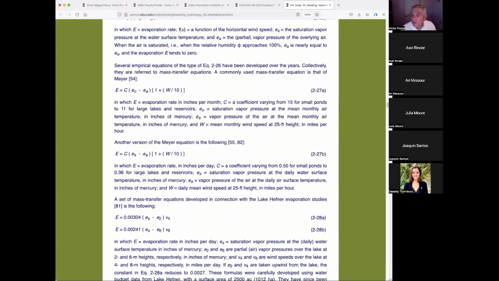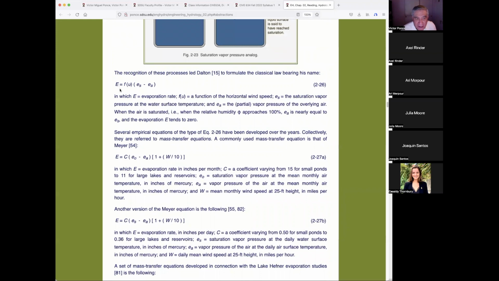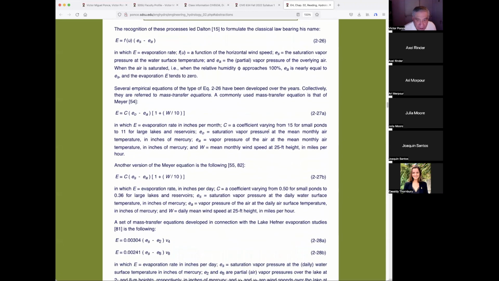They are collectively referred to as mass transfer equations, and a commonly used mass transfer equation is that of Meyer, which is this one. And you can see that it has a wind function over here, but it is empirical. It's got a 1 and a 10, which we don't know where they came from, right? So this is an empirical equation of the Dalton type. So look at the difference between Meyer and Dalton. Dalton said the evaporation is going to be an undetermined or undefined function of wind. And Meyer already determined that function to be this quantity between brackets over here, and a coefficient, which varies between 15 for small ponds and 11 for large lakes. Small ponds having more evaporation and so forth.